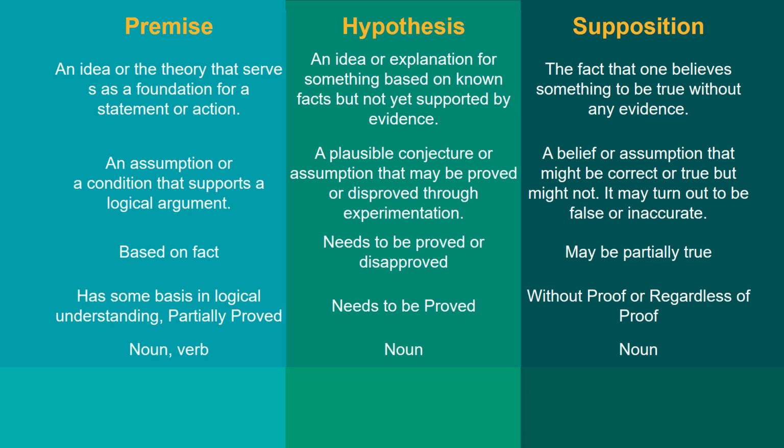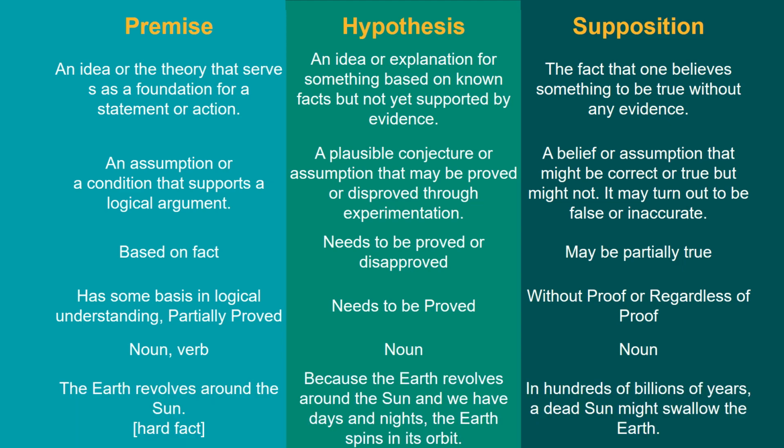Premise contains noun, verb. Hypothesis contains noun. Supposition contains noun. Example of premise: the earth revolves around the sun. It is a hard fact. Example of a hypothesis: because the earth revolves around the sun, we have days and nights. The earth spins in its orbit. Example of supposition: in hundreds of billions of years, a dead sun might swallow the earth.